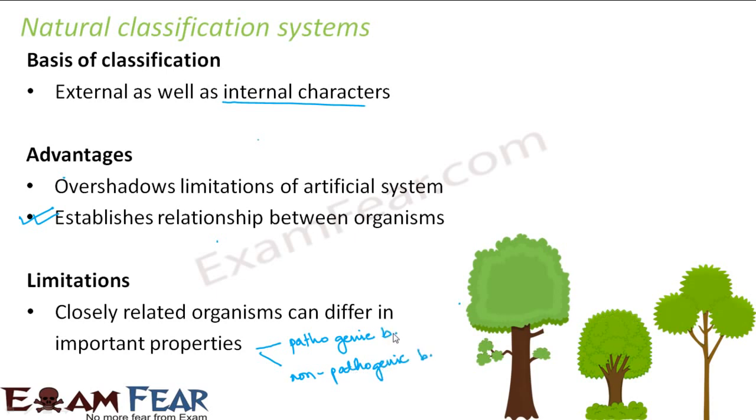So what did we see? How did we improve with the natural system of classification? The natural system of classification's basis does not change with time. Here more importance is not given to the vegetative characters. Both vegetative and sexual characters are considered, and more importance is given to the sexual characters, that is the internal characters.